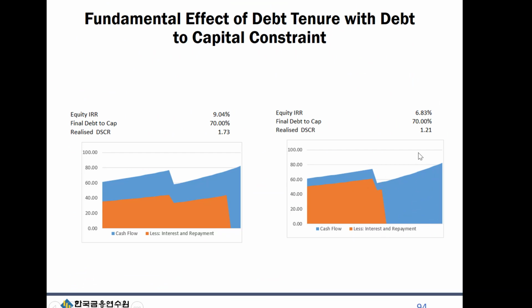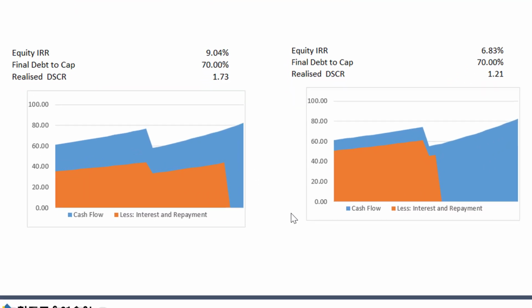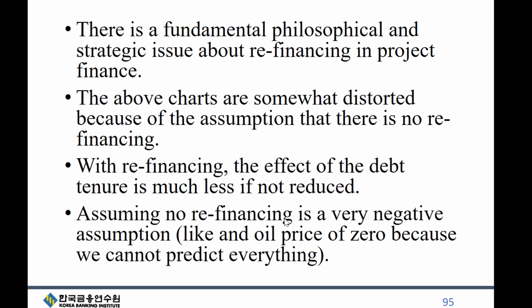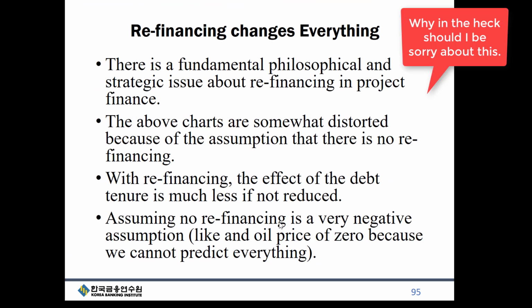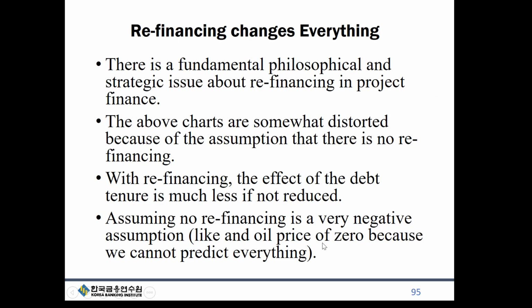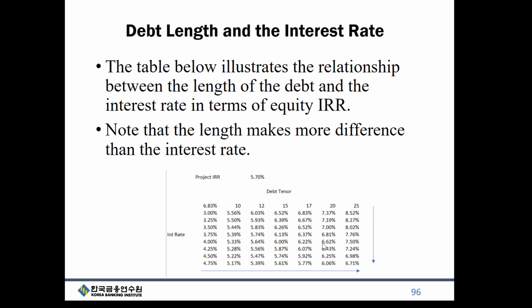Okay, but refinancing changes absolutely everything, because if you put a new refinancing here and assume that you were going to refinance, you might not get all the 9.04, but you get a lot of it back. That philosophy that you have concerning refinancing is so important. If somebody tells you you're not allowed to refinance, that's like saying I have to assume an oil price of 0 in my forecast. I can't say that about an interest rate.